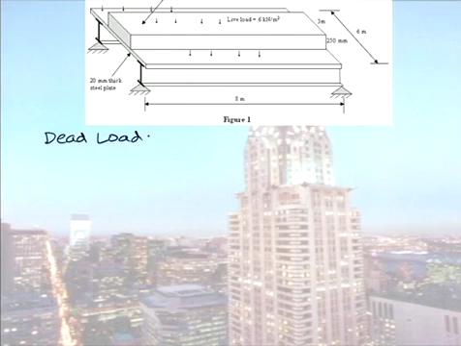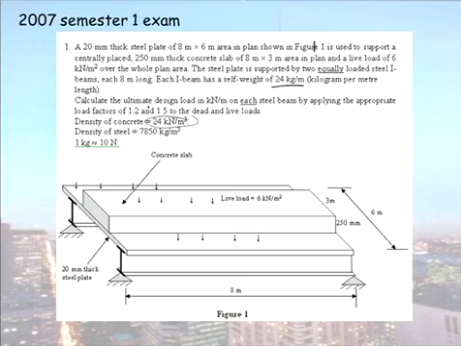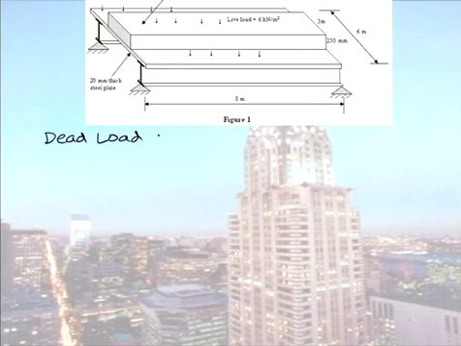Now you are asked, if you go back, the ultimate limit state design load in kilonewton per metre on each beam. So we're only looking at the load on one beam. So first thing I write, okay, my dead load, kilonewton per metre on one beam. And I write that out so I'm clear in my own mind what it is I'm doing.